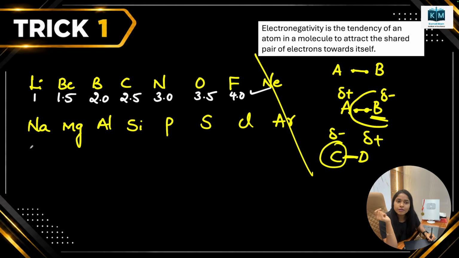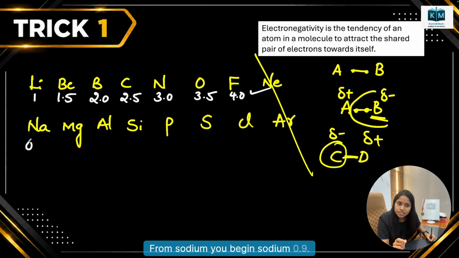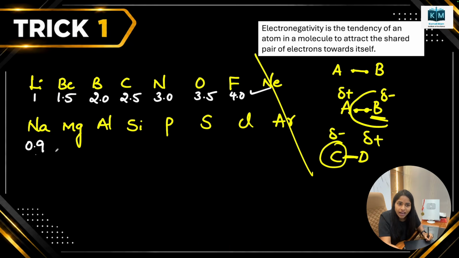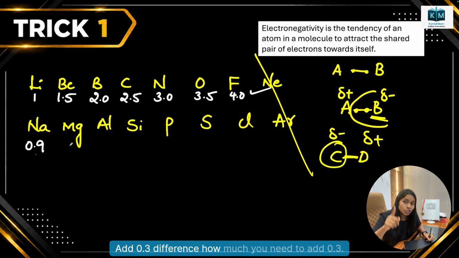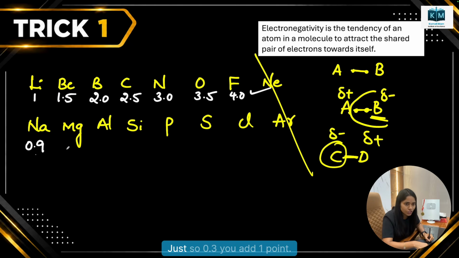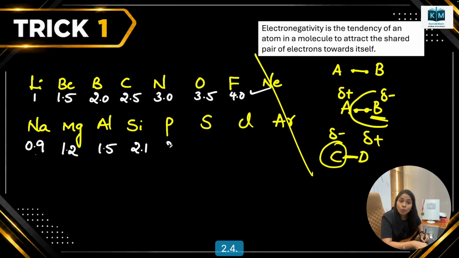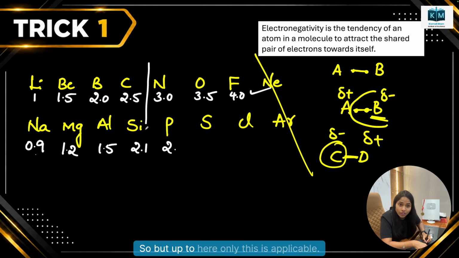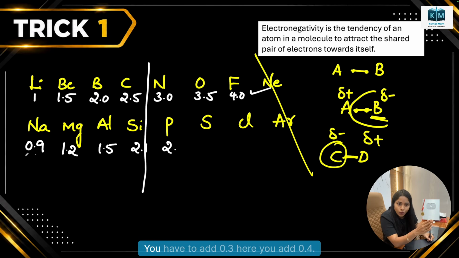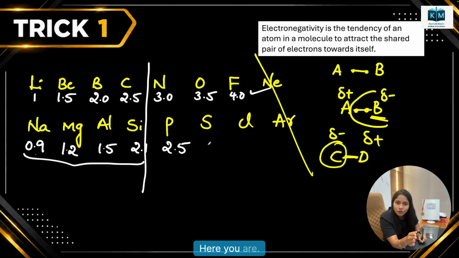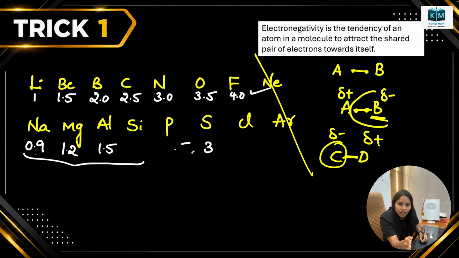Next one, from sodium you begin. Sodium is 0.9, remember the first value. From here, add a 0.3 difference. How much you need to add? 0.3. Add 0.3 you get 1.2, add 0.3 you get 1.5, add 0.3 you get 1.8, add 2.1, add 0.3 you get 2.4. But only up to here is this applicable, you have to add 0.3. Here you add 0.4, you will get 2.5. Here you add 0.5, you will get 3.